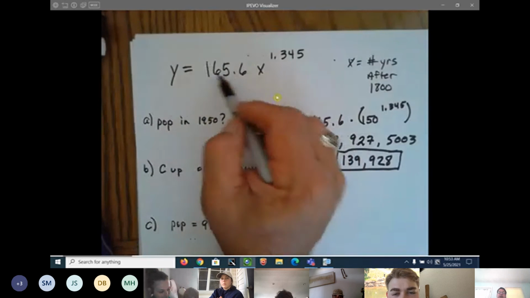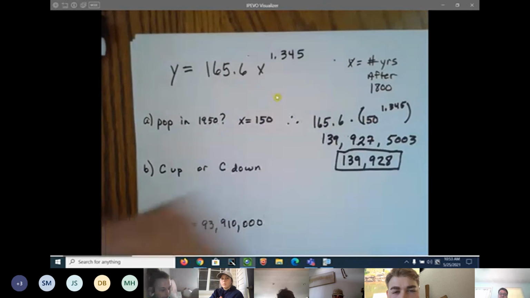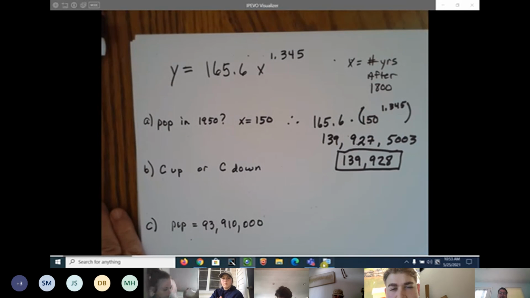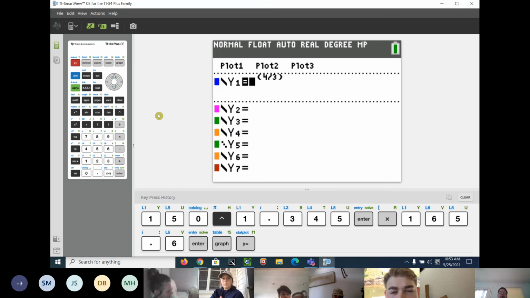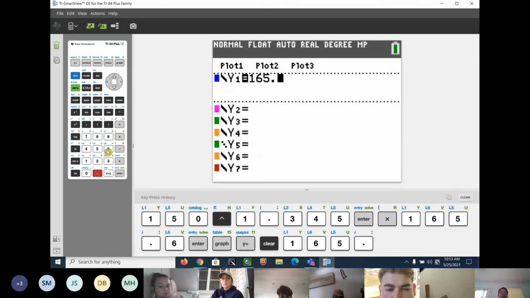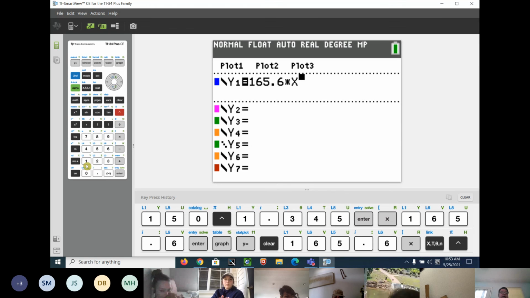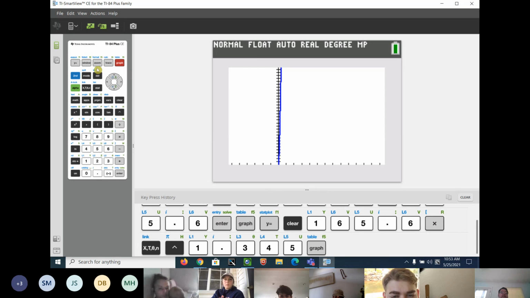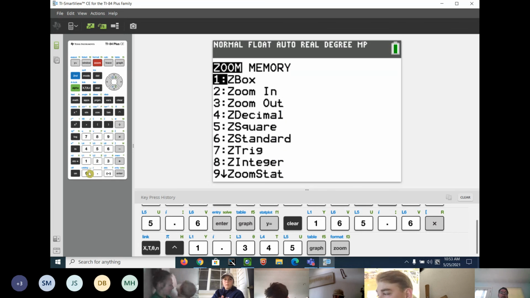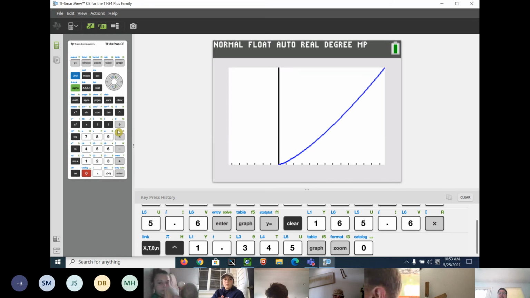Now, somebody tell me what this looks like. I don't see a negative anywhere, but let's go ahead and put it in the calculator. Y is equal to 165.6 times x to the 1.345, and graph and zoom, and it's concave up. I'm going to zoom out a little bit.